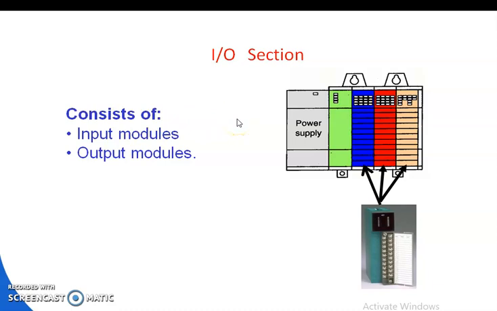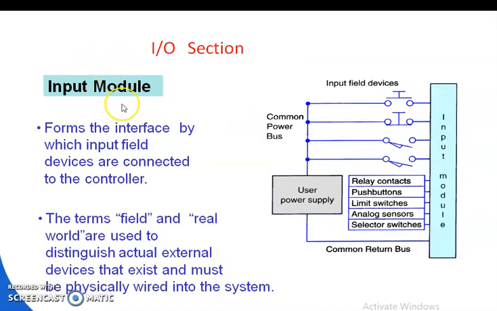Next, I/O sections. The I/O section generally comprises two different modules. One is the input module, the second one is the output module. This is the I/O section. Next, input module. First we discuss the input module. It forms the interface by which input field devices are connected to the controller.